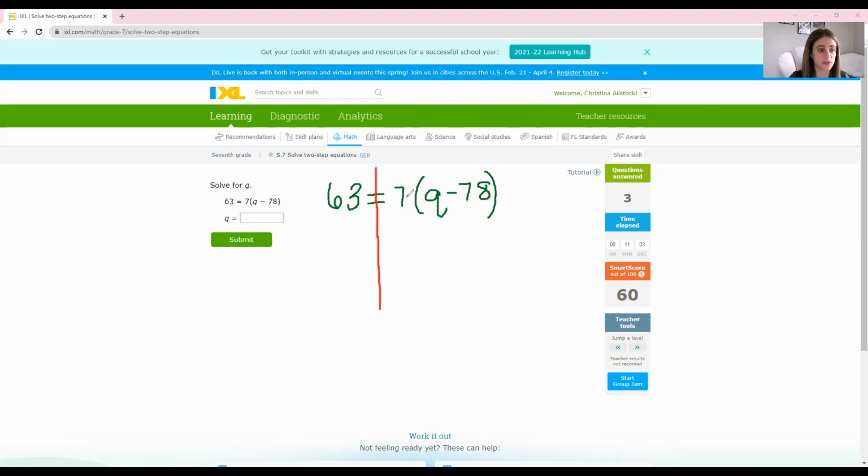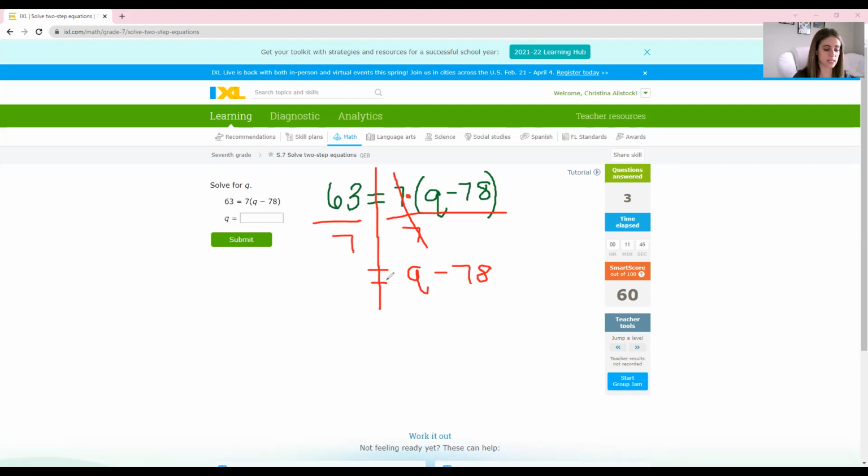We know that this 7 is being multiplied by Q minus 78. Well, what's the inverse of multiplication? Division. Therefore, we can divide both sides of our equation by 7. And when we get rid of that, that's going to clear out our parentheses. So 7 divided by 7, that is 1, which means we're just left with our Q minus 78, and our parentheses are gone because we dealt with that multiplication.